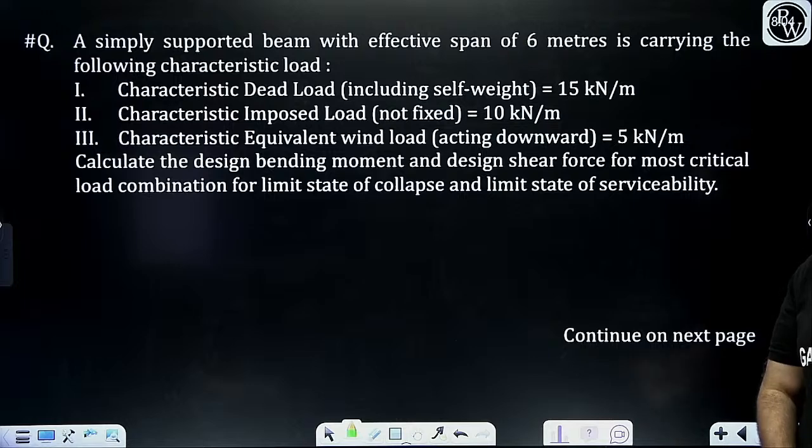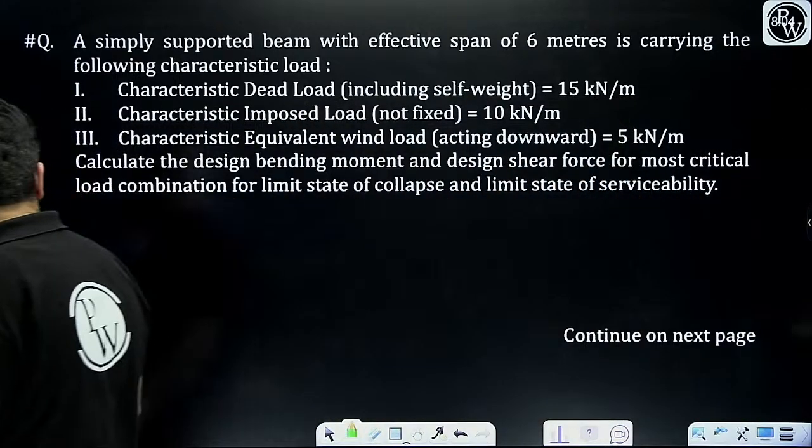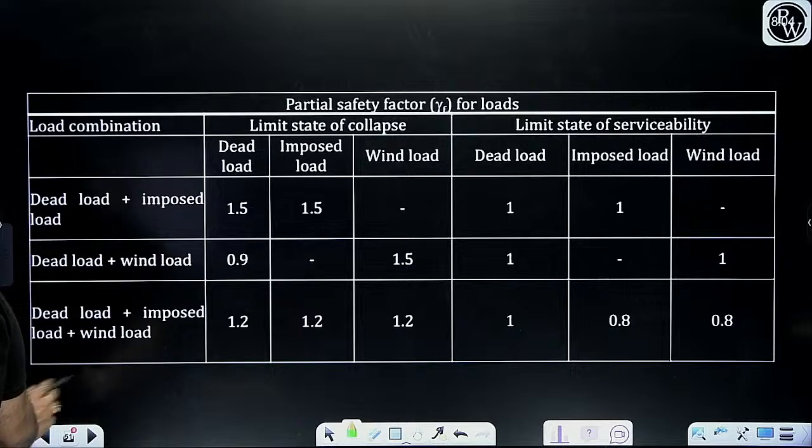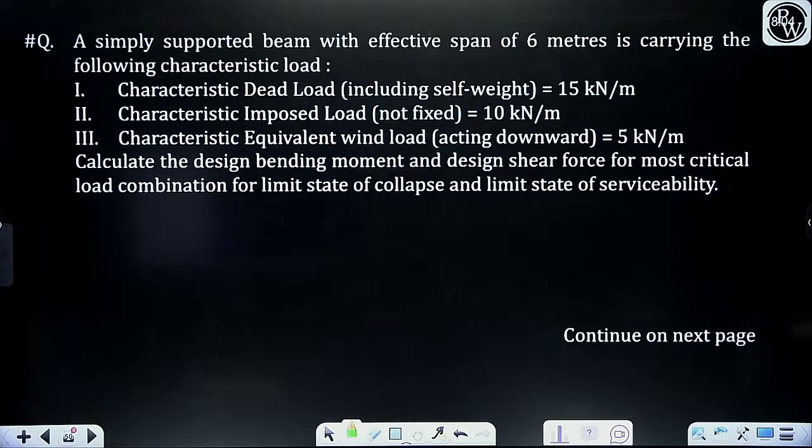Let us see this question. Please try to attempt this question and tell me the answer. Here all the partial safety factors I have given to you. You can take a photo of this and then attempt the question. I am giving you 5 minutes time. Let us see if you are able to attempt this question or not. This you have done in RCC as well.